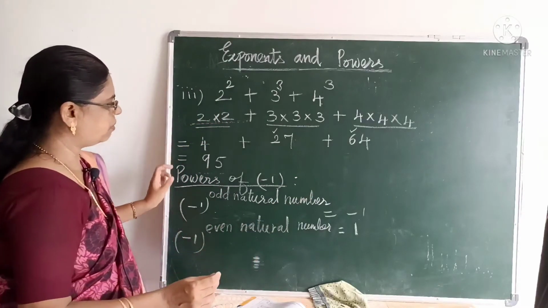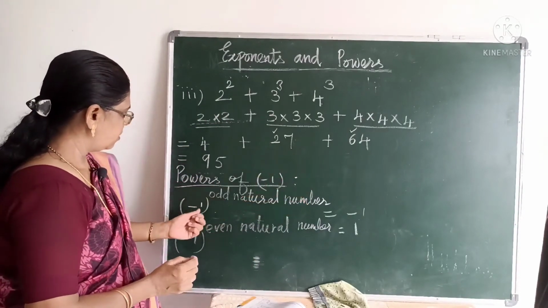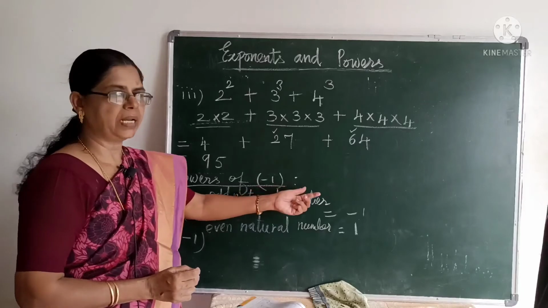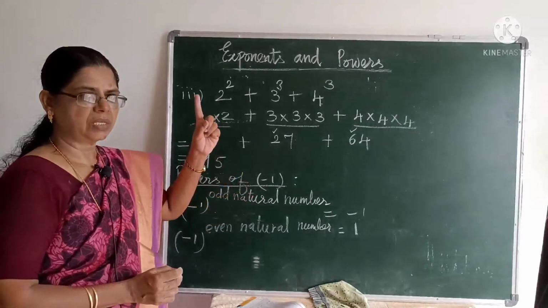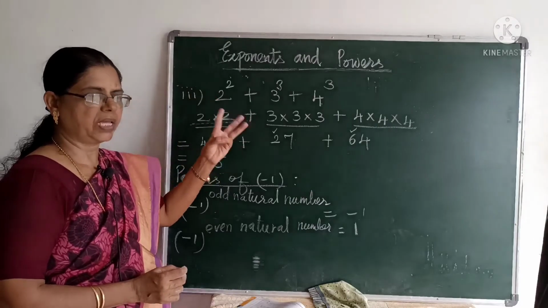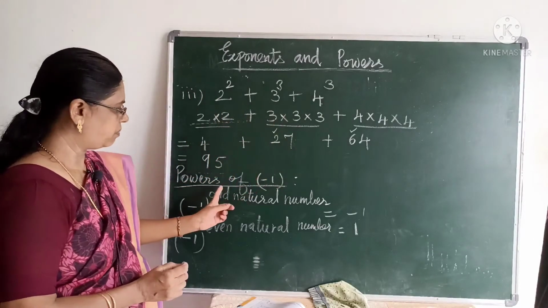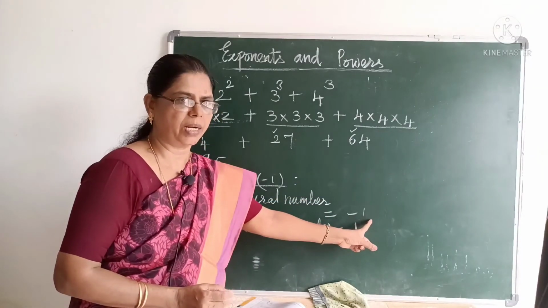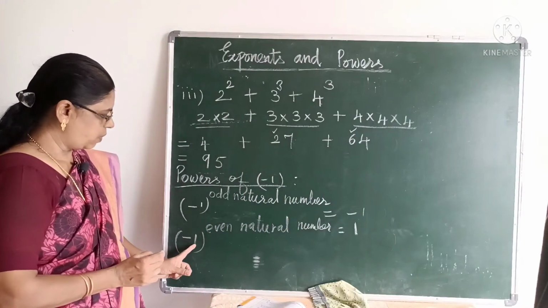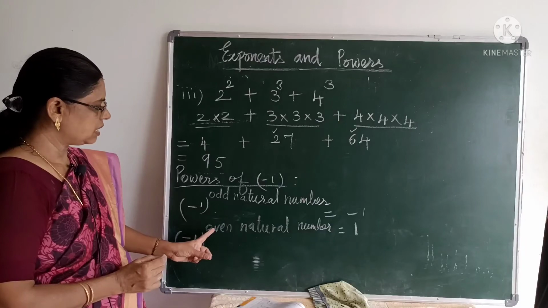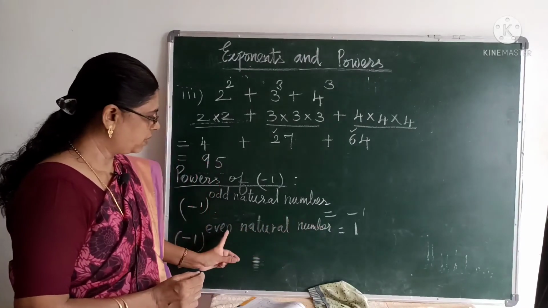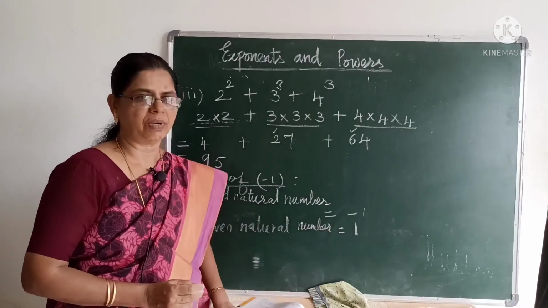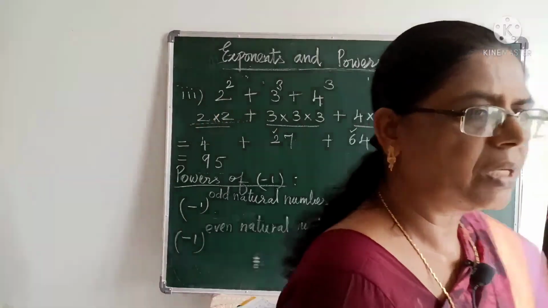Next we are going to learn powers of minus 1. Minus 1, and if the power is odd natural number, that means if the power is 1 or 3 or 5 or 7 and so on, if the power is an odd natural number, your answer will be minus 1. Minus 1, and the power is even natural number. If the power is 2, 4, 6, 8 and so on, your product will be 1. Let us solve some questions.